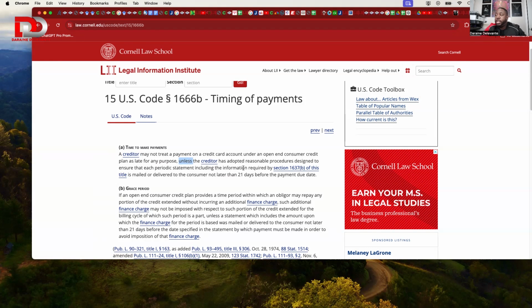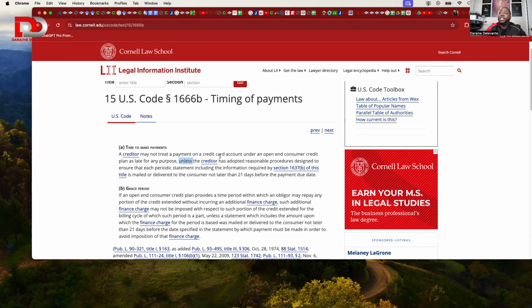And in these periodic statements, there requires information from Section 1637B of this title. That's the second requirement, right? It must then be mailed or delivered to the consumer. That is the third requirement. So it being mailed or delivered to the consumer. And this must happen within 21 days before the payment due date. So all of this must be done before a creditor can treat a payment as late.